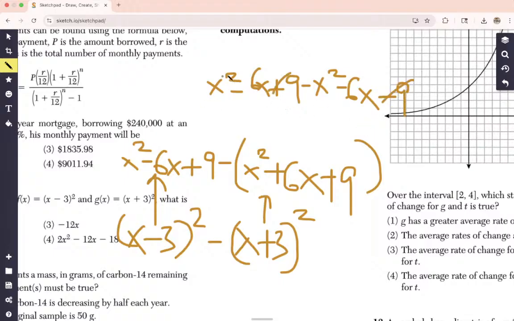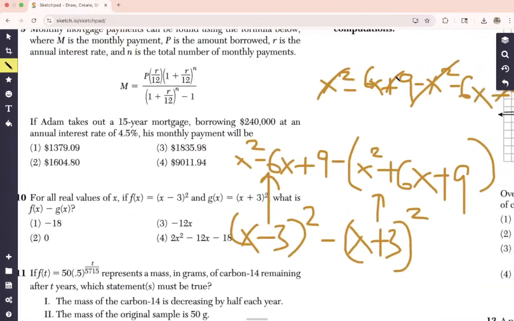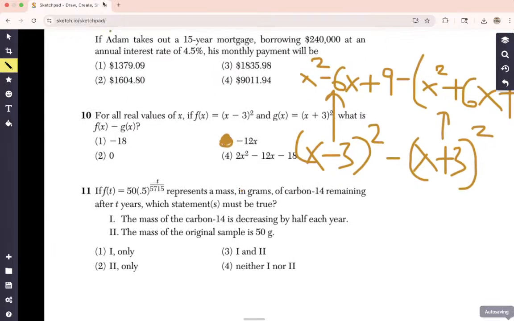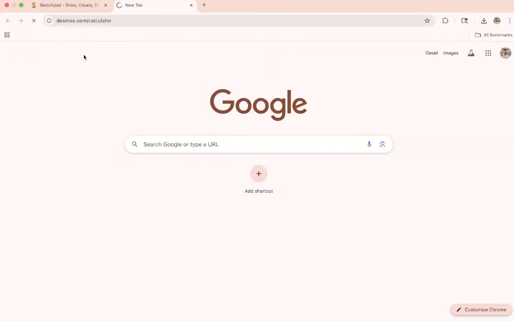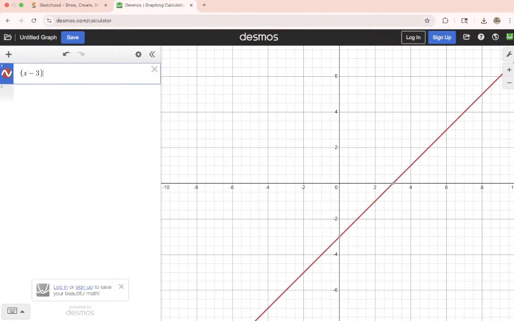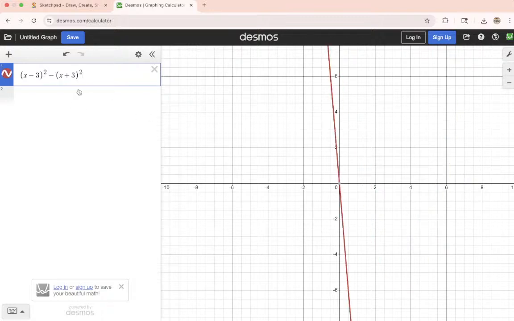The 9s cancel out, the x squareds cancel out, and you're going to get negative 12x, because negative 6x minus 6x is negative 12x. And you know what? I'm using Desmos. You have (x minus 3) squared minus (x plus 3) squared, and negative 12x. They're the same line. So that's how you know it's correct.